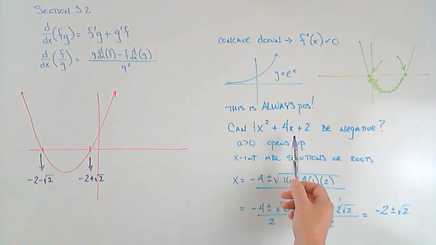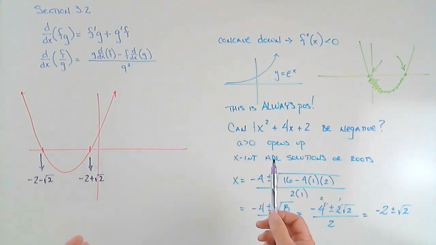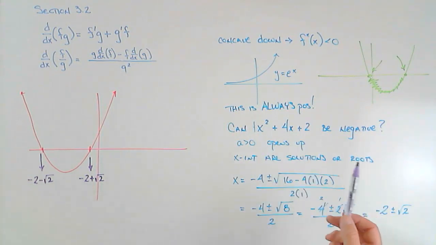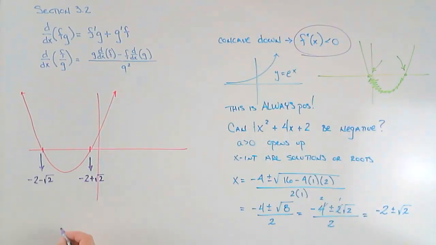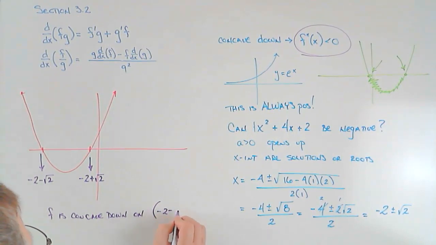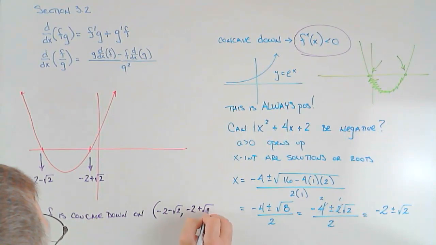That is one of the factors of our second derivative. The other factor is positive. So negative, positive, that means negative. So our function is concave down on the interval negative 2 minus root 2 to negative 2 plus root 2.